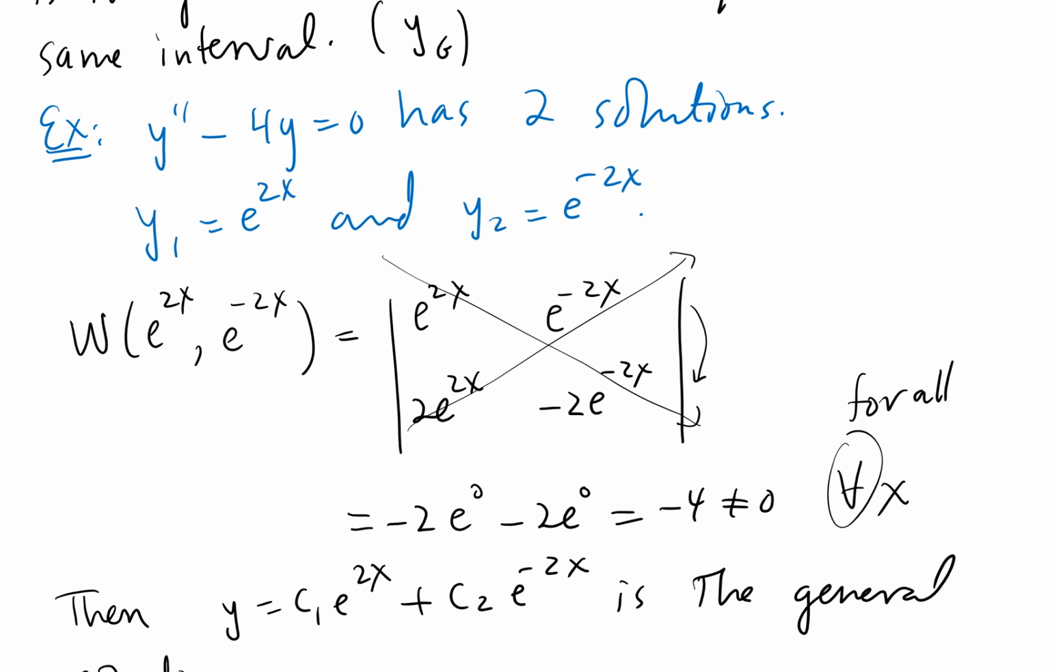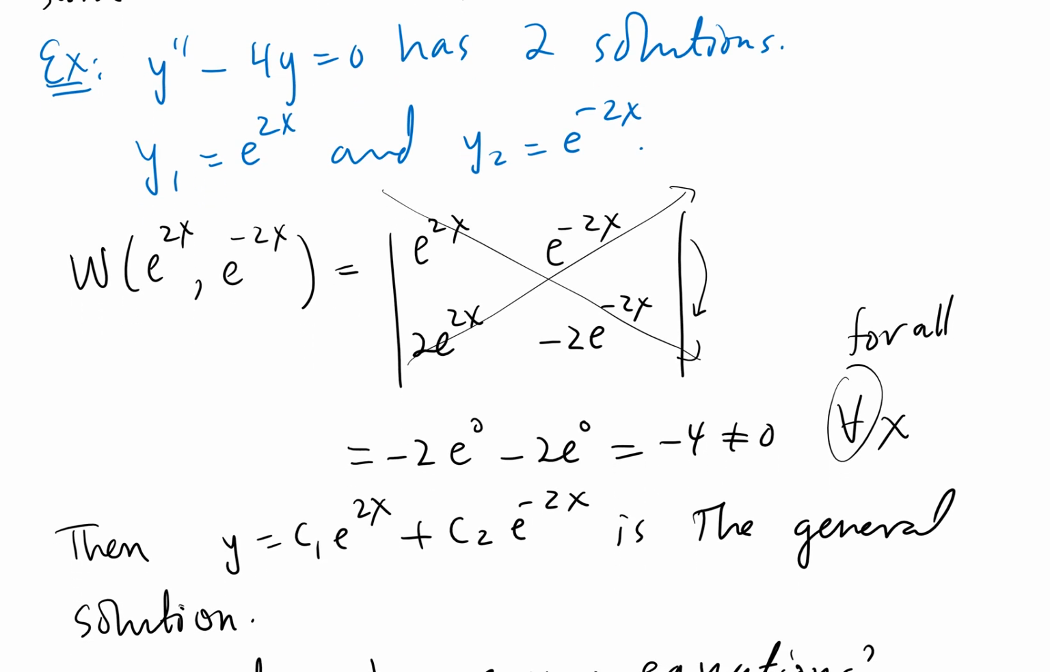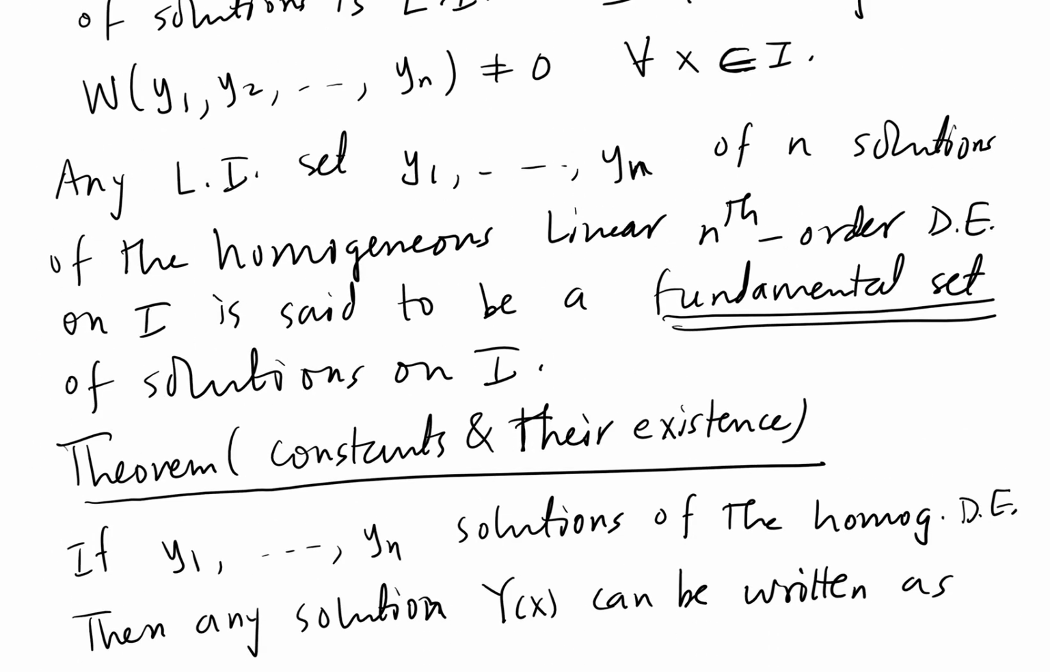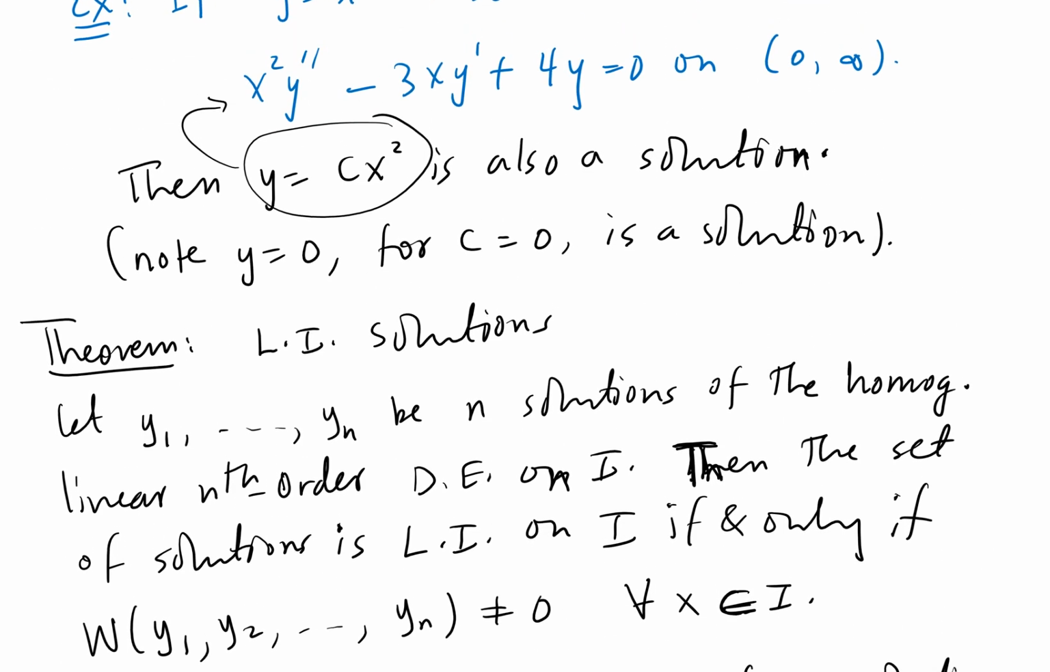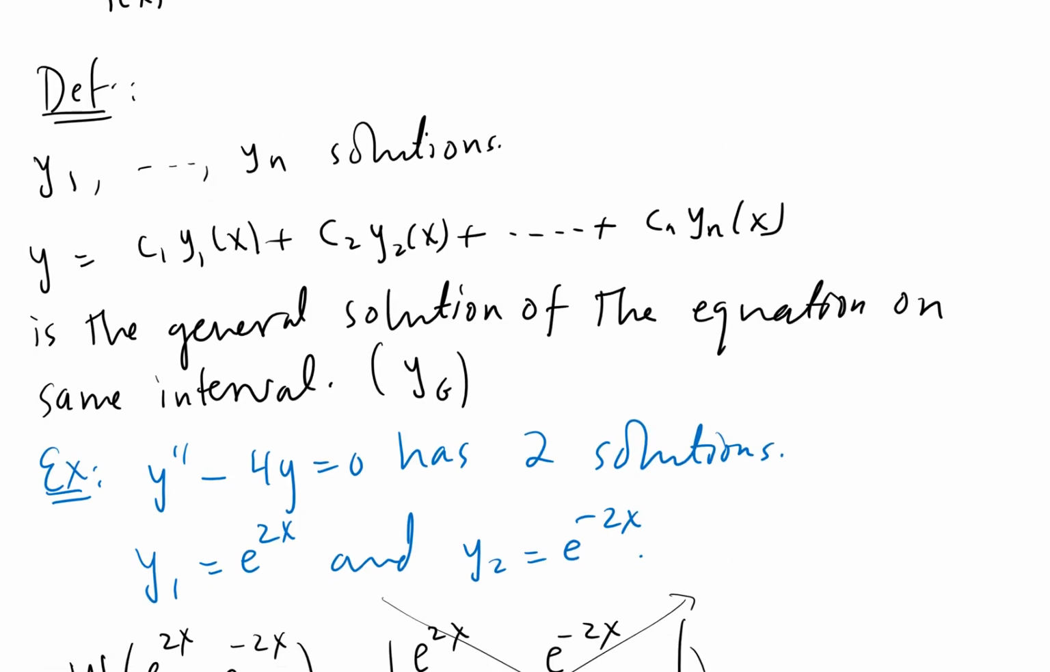Then the linear combination is the general solution for the differential equation y double prime minus 4y equals 0. So if the Wronskian is not 0, then the linear combination is a solution. And this follows from this theorem right here. What we proved, that's what if and only if means. If the Wronskian is not 0, then the set of solutions is a linearly independent set of solutions, and vice versa. If the set of solutions is linearly independent on I, then the Wronskian must not equal 0. That's what this example is.